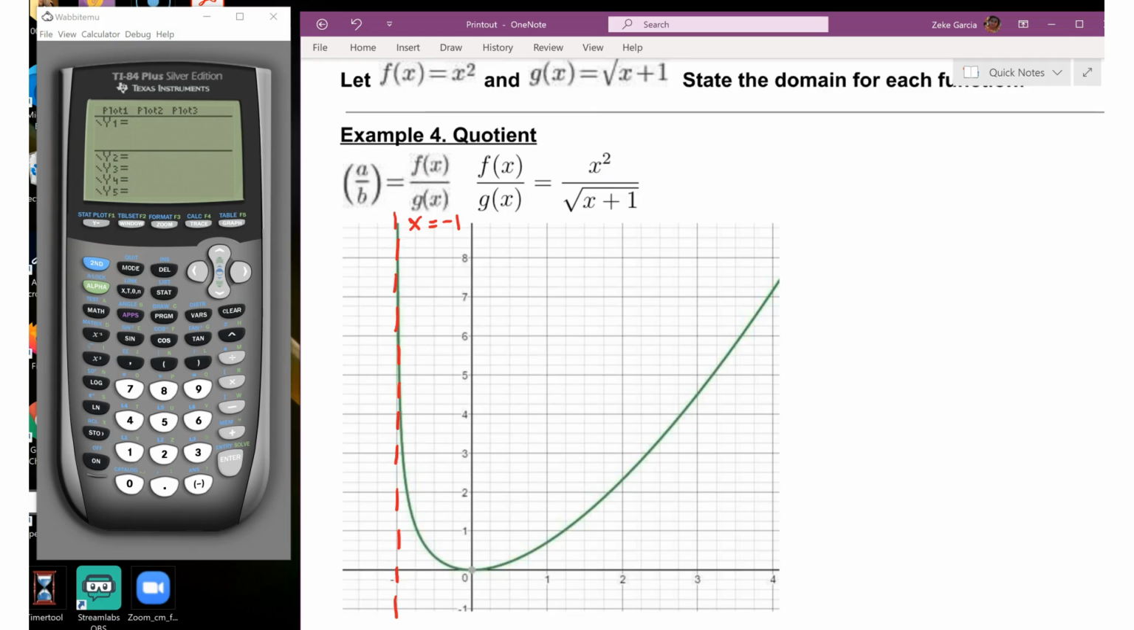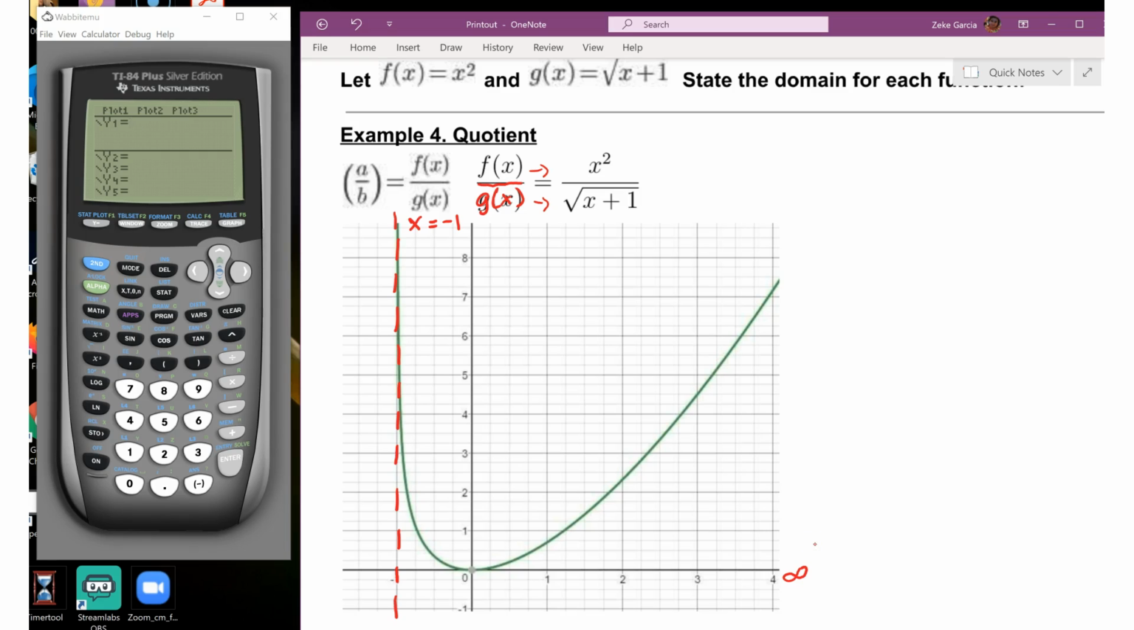Quotient is another name for division, and you can see that f of x we're dividing by g of x, and here is g of x and here is f of x. So we have the quotient of x squared divided by the square root of x plus 1. You notice it appears the domain starts at -1, and it goes all the way to infinity. We're going to have to check our table.